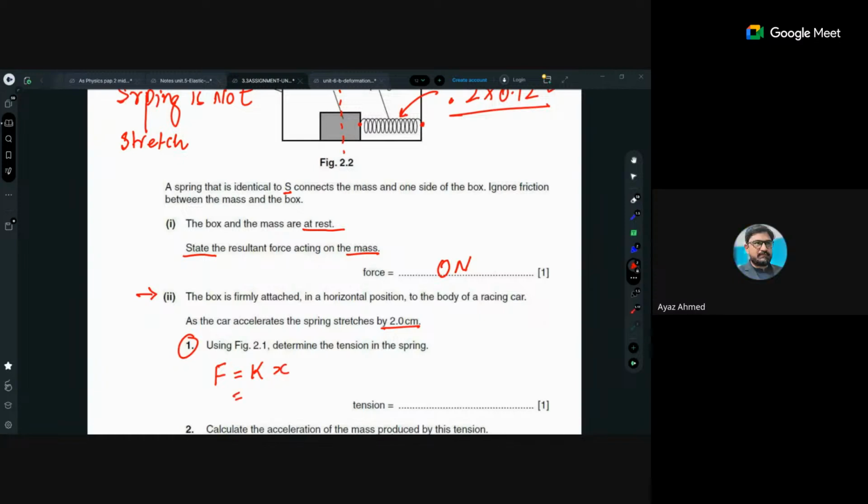So what is K? We calculated K as 45, right, and what was the extension? Hassan, what are you using in the calculation? 2 centimeters, or do you have to convert it? Sir, no, not calculation, I only told you that.